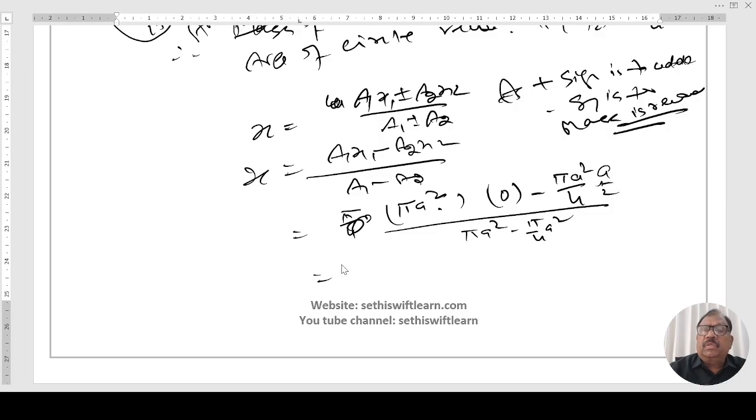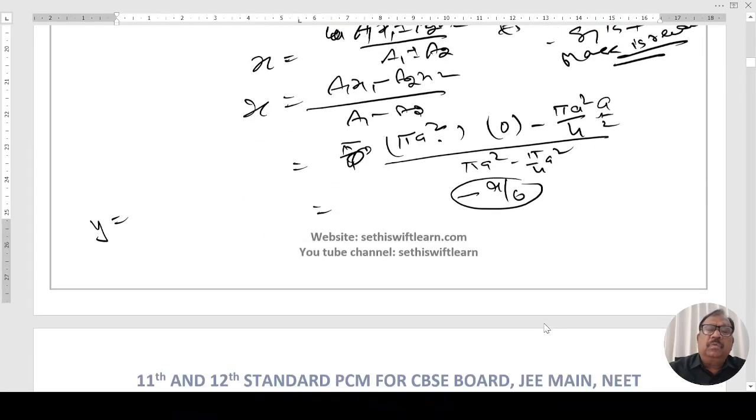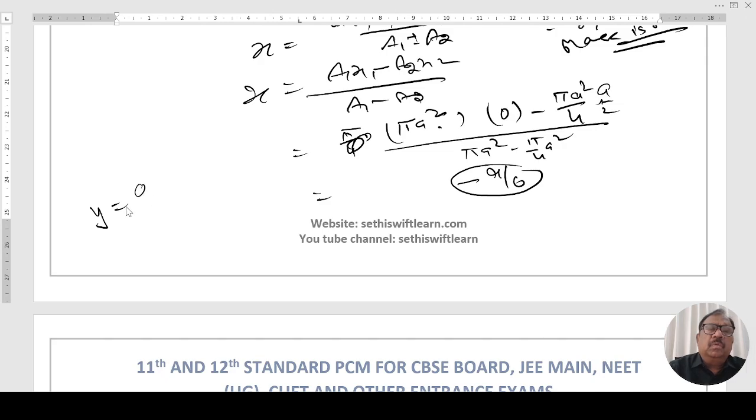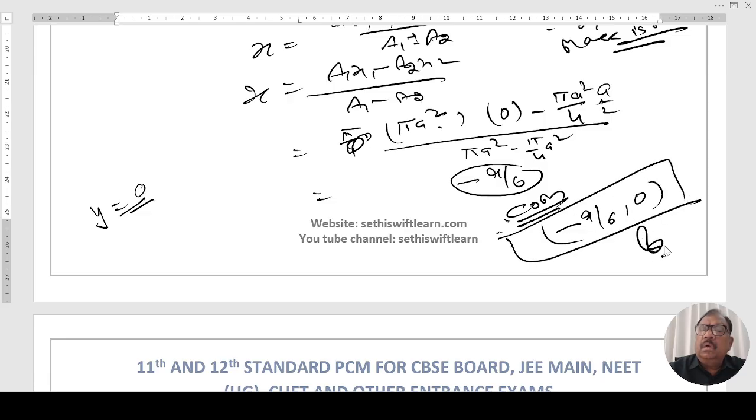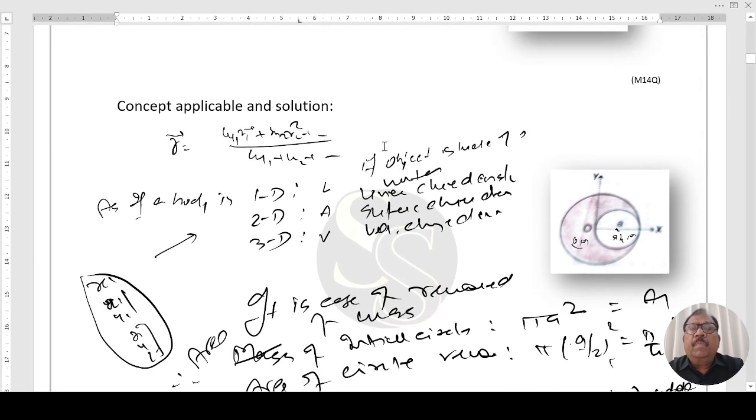This comes out to be, on simplification, minus a by 6, and y will be equal to 0, since this is 0, 0 and this is a by 2, 0, so y is 0. Therefore, center of mass will be equal to minus a by 6, 0. That is the answer. In one minute I will review all the things.